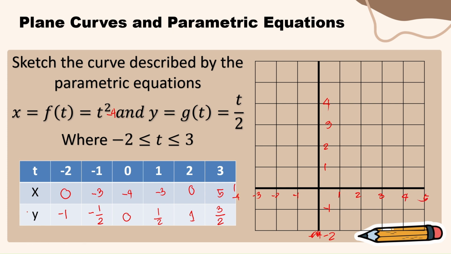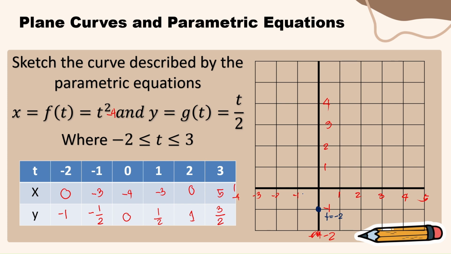So kuha lang tayo ng ibang kulay ng pen. Let's have blue. So plot natin. If t is -2, it is located x na 0, then match natin dito. So this is if t is -2.